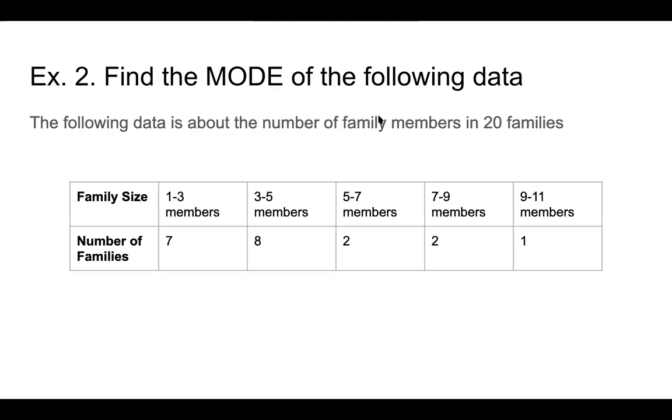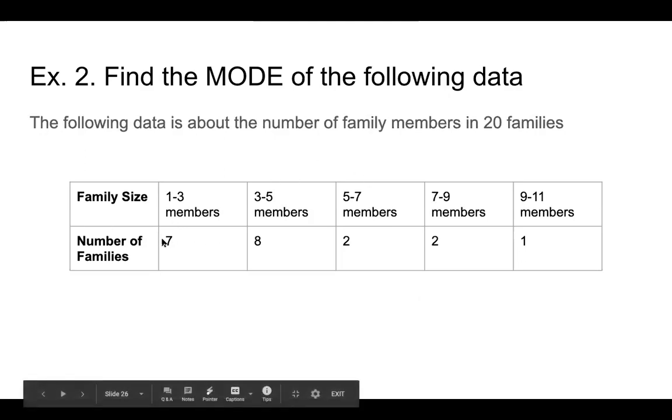Now what we have is the data about the number of family members in 20 families. Say there are 20 families in your colony, in your society, or where you live, in your neighborhood. In every family there are some number of family members. In some family there are 3 people, in some family there are 2 people, in some family there are 8 people, right? So this is the data for that.